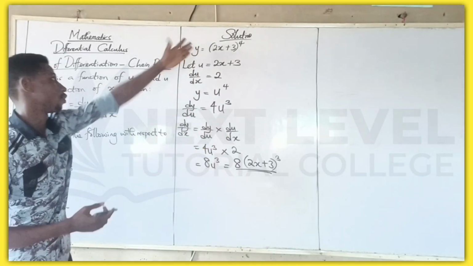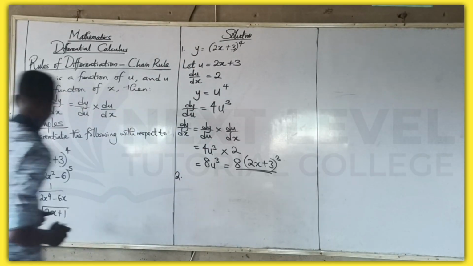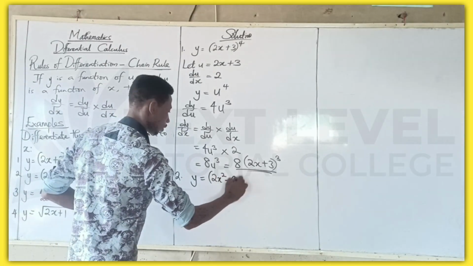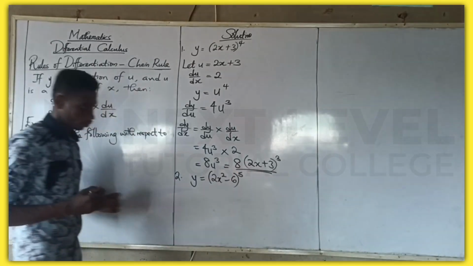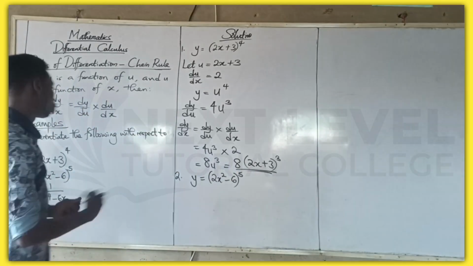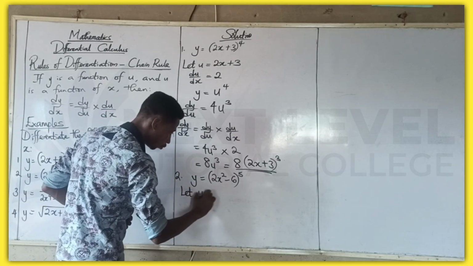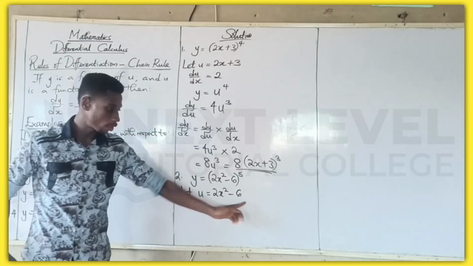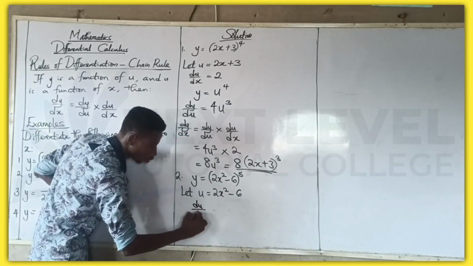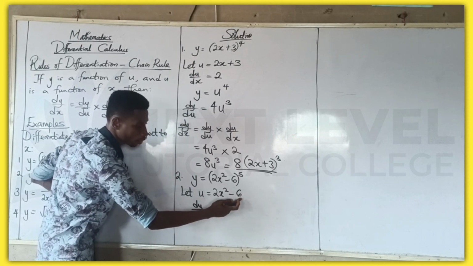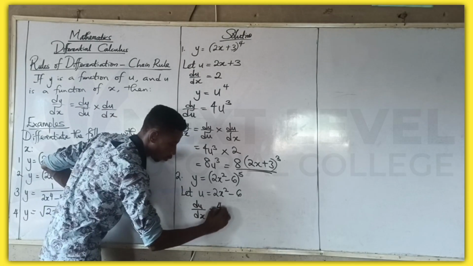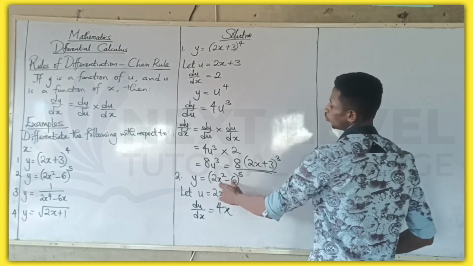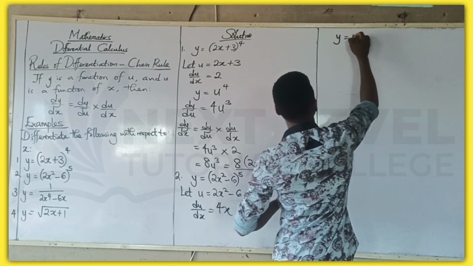So this is the dy/dx for this. Now number 2, we have y equals (2x squared minus 6) raised to power 5. I'm going to follow the same rule now. So we say let u be equal to 2x squared minus 6. If u is equal to 2x squared minus 6, what we'll find next will be du/dx. Now we differentiate this. The constant gives us 0. We differentiate 2x squared to give you 4x. So now, if u is 2x squared minus 6, then y is equal to u raised to power 5.